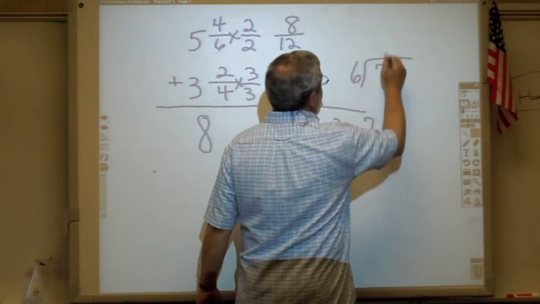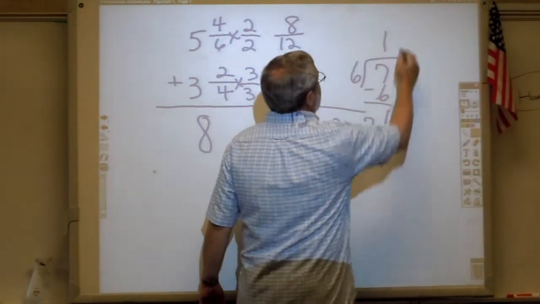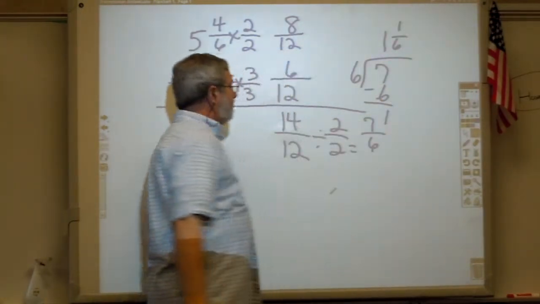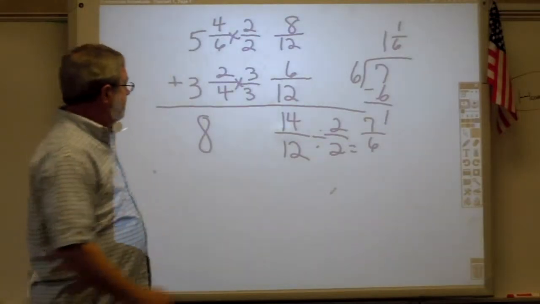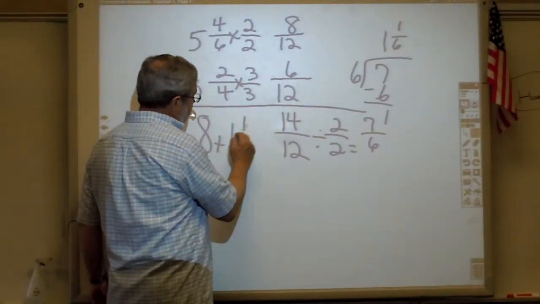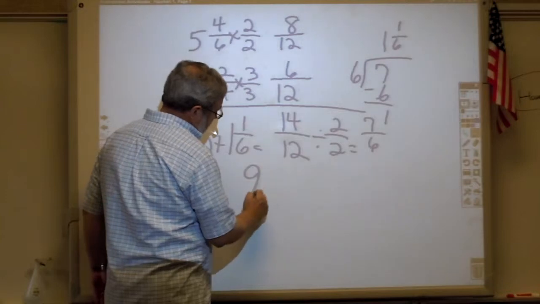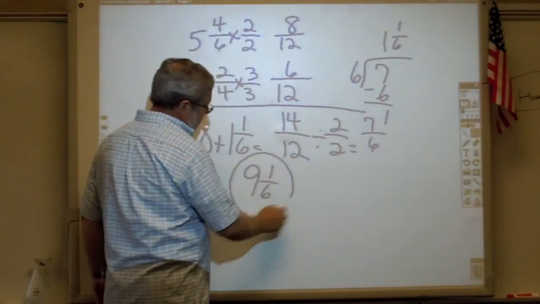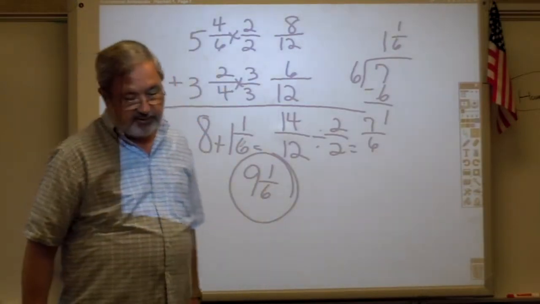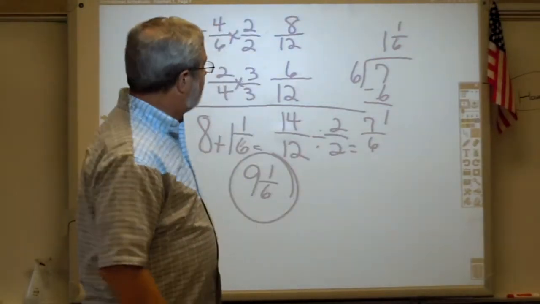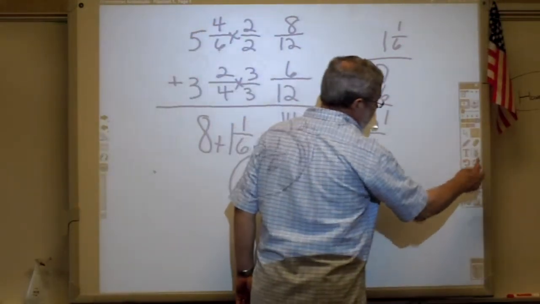I must divide it out. So I get 1 and 1/6. My whole number here was 8. 8 plus the 1 and 1/6. Answer will be 9 and 1/6. If that's what you came up with on that one, then you're okay there.